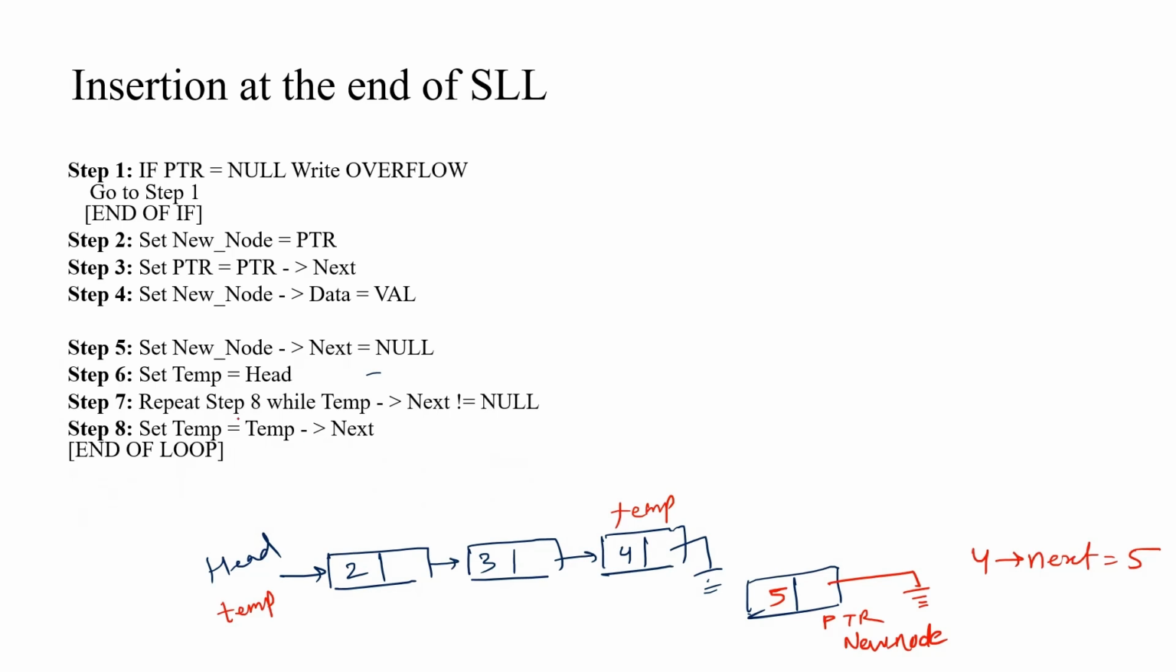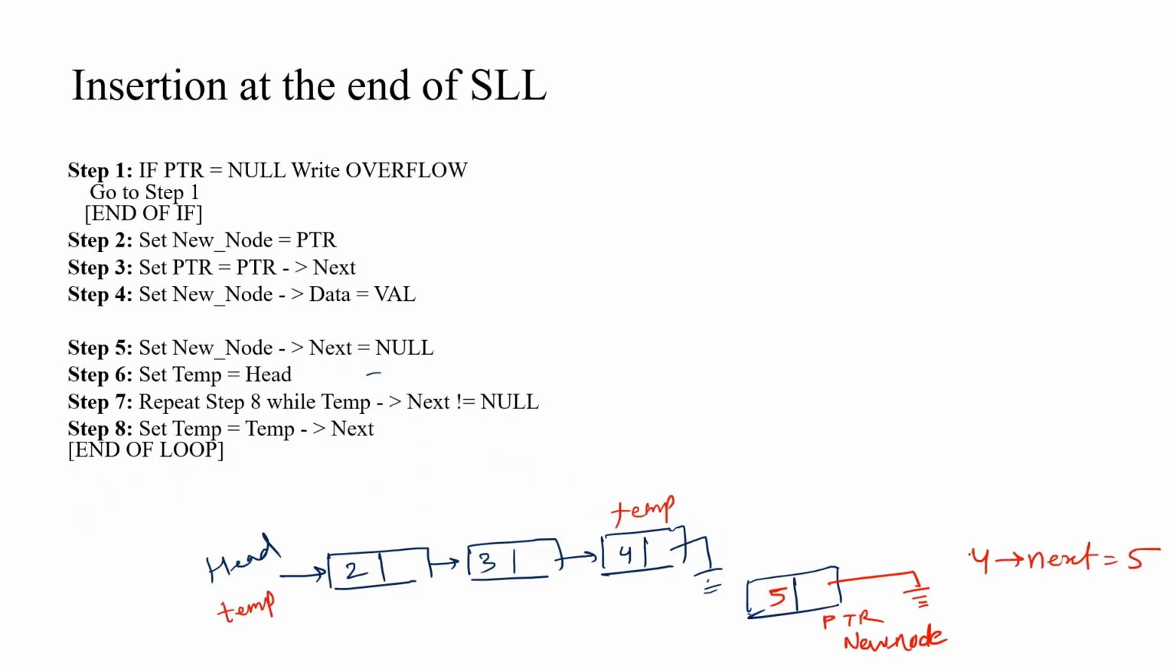So what am I going to write? Repeat step 8 while temp to next is not equal to null. When temp to next is equal to null, then we will stop. That's why this temp is equal to temp to next. It will happen 2 times and then temp will come here. So this loop will stop.